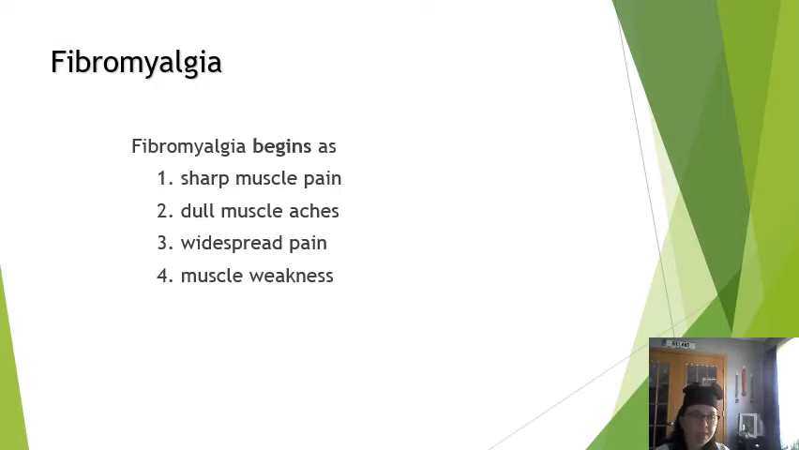Okay, last slide of our musculoskeletal disease, and it's a pop quiz. Fibromyalgia begins with what? Is it sharp pain, dull aches, widespread pain, or muscle weakness? And the answer? Dull muscle aches. Rather vague. Okay, I want you guys to take a break if you need, because we are about to start the nervous system disease and disorder, and it's going to be another 40 plus slides, so take a break.